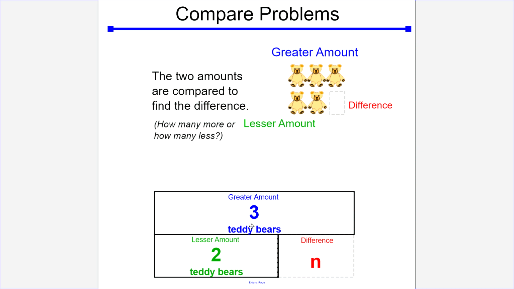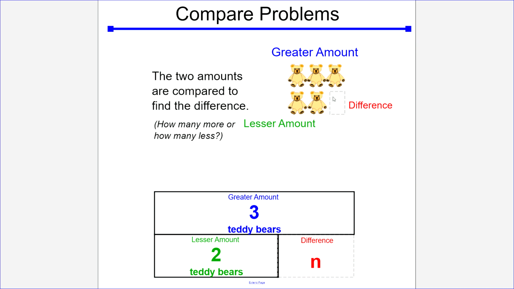I'll put 3 teddy bears on the top of my tape diagram because it's the greater or larger amount. 2 teddy bears is less than 3 teddy bears, so 2 teddy bears is my lesser amount. I will put 2 teddy bears in the bottom of my tape diagram because 2 teddy bears is my lesser amount.